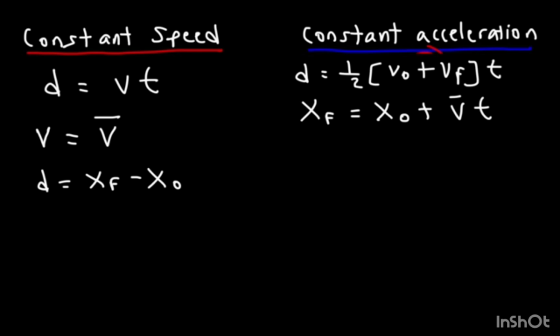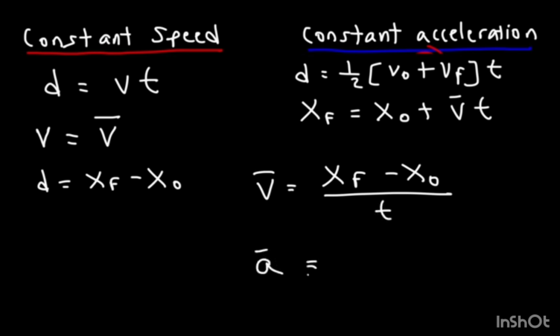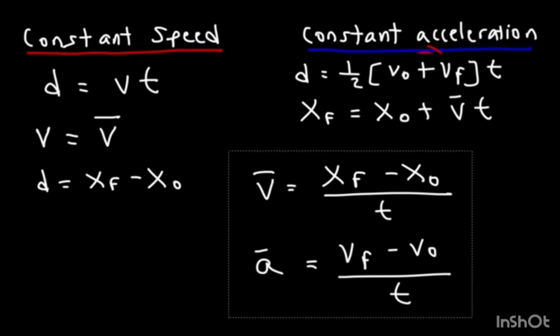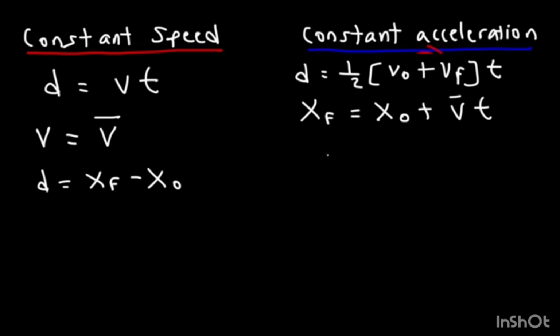Now, we said that average velocity is the displacement, or the change of position, divided by the time. Average acceleration is the change in velocity divided by time. It's the final velocity minus the initial velocity divided by t. So if you rearrange that equation, you get something similar to the one that we have above. V final is equal to V initial plus AT.